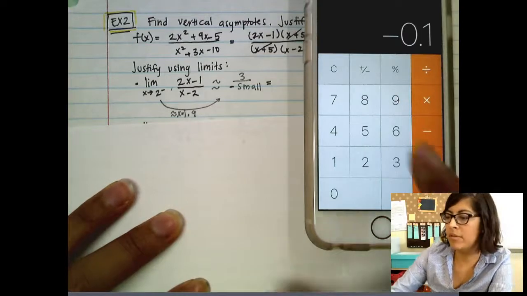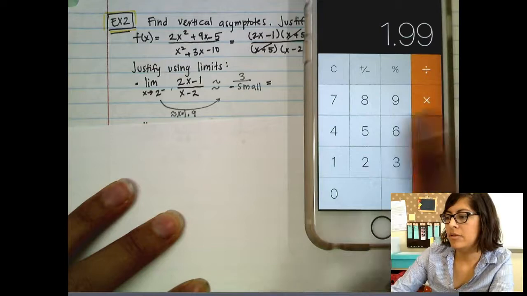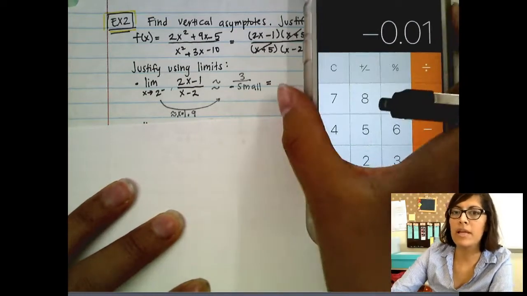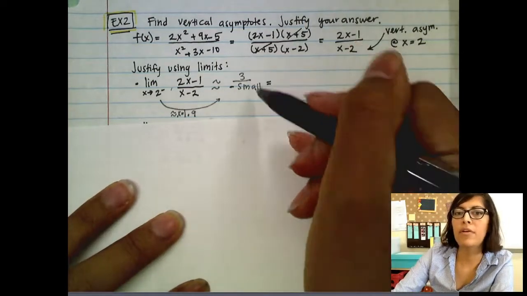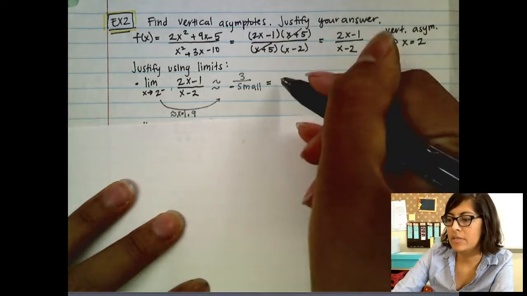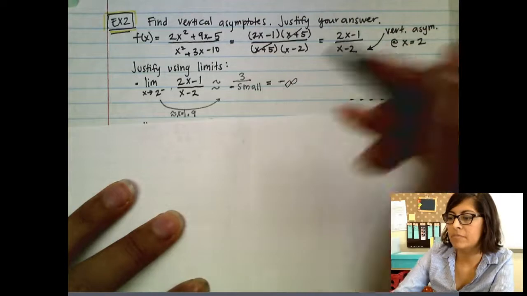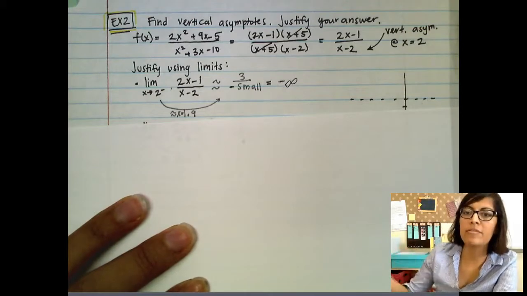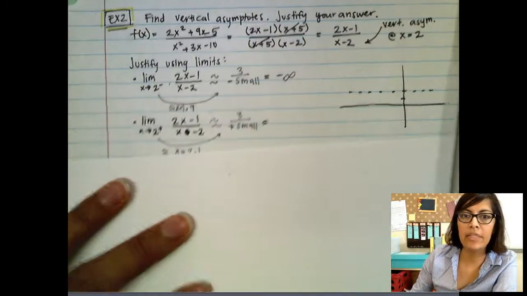If we make it even closer, 1.99 minus 2 is an even smaller negative number. The numbers are going to be negative, and they're going to be very small. So remember, we said some number over a very small number is going to be infinity. This is positive over negative, so it's going to be negative infinity. And again, if you want to convince yourself, you can plug in 3 over some very, very tiny number. It gives you a very large number.